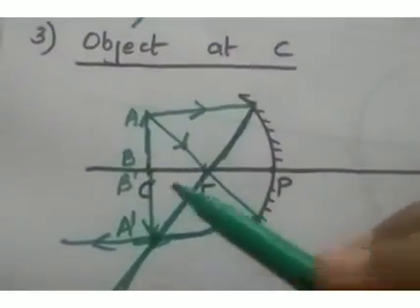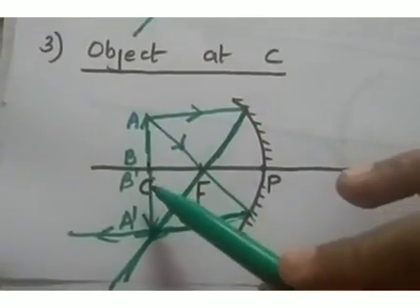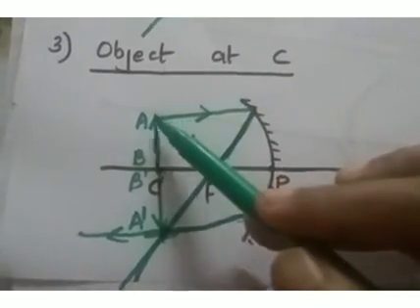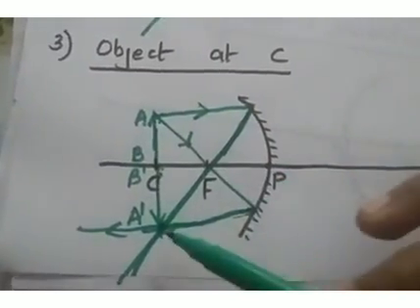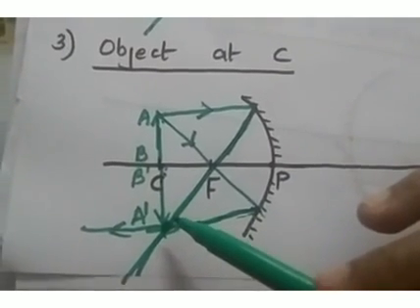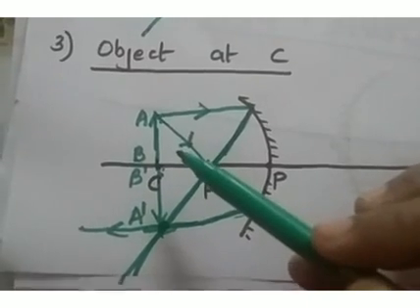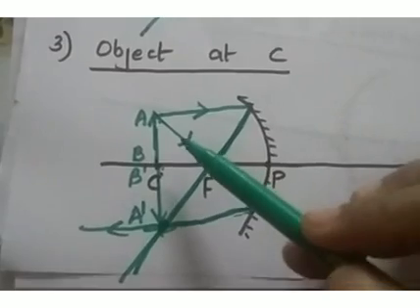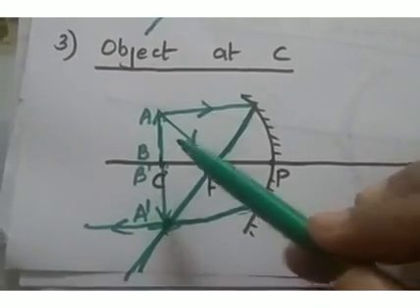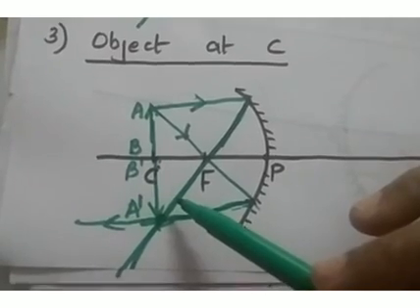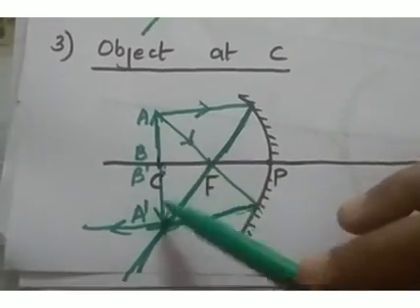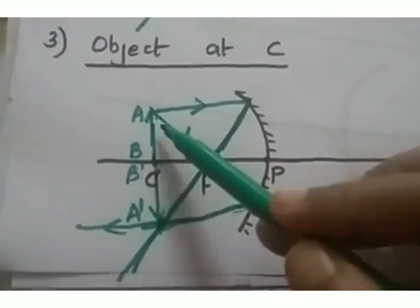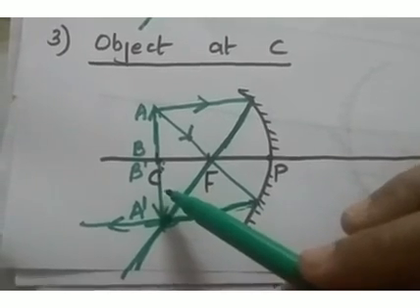So where is the image? At center of curvature itself. So here object is at center of curvature, image is also at center of curvature. So this is an interesting position of concave mirror. Whenever the object is at center of curvature, image is also formed at center of curvature. And what about the size? Size are same. Size of the object is equal to size of the image.